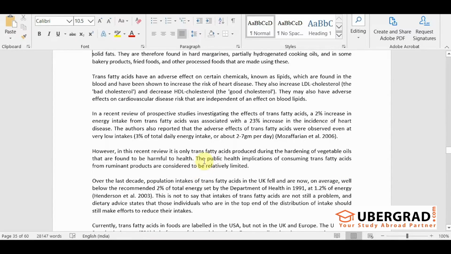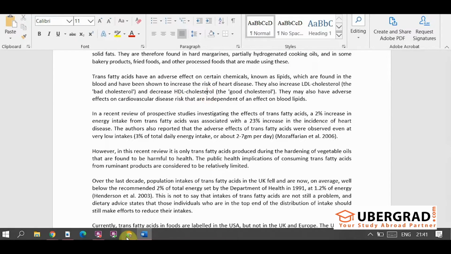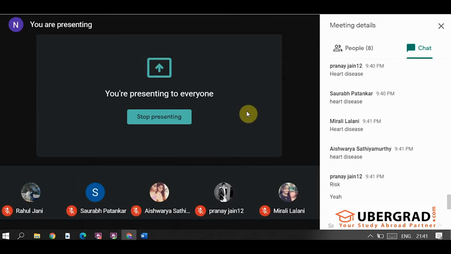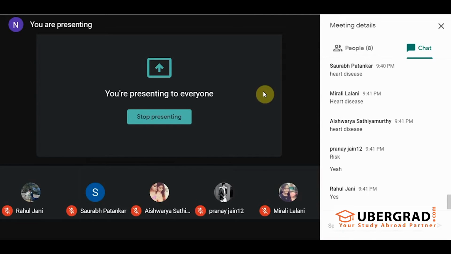The question says the likelihood of a person developing. Likelihood means what? Risk of a person developing dash. So it is shown to increase the likelihood of a person developing, so that is increase the risk. Likelihood means increase in the risk of heart disease, right? So the information is paraphrased over here. Yes, it's risk. So the answer is heart disease. Good.